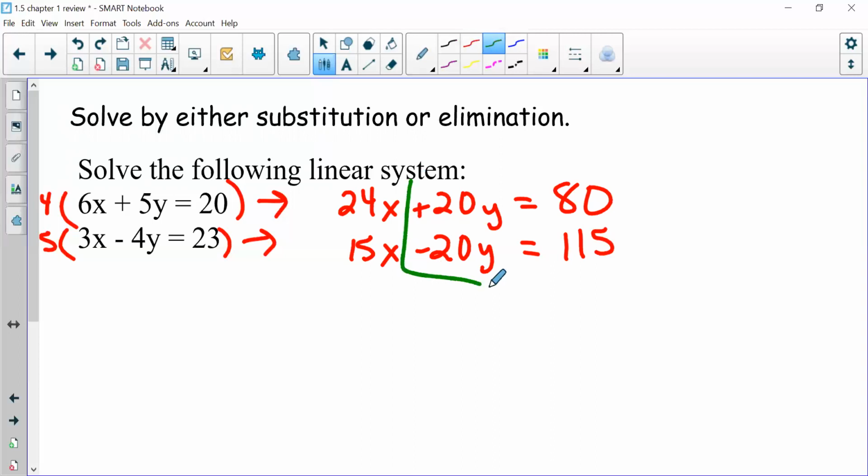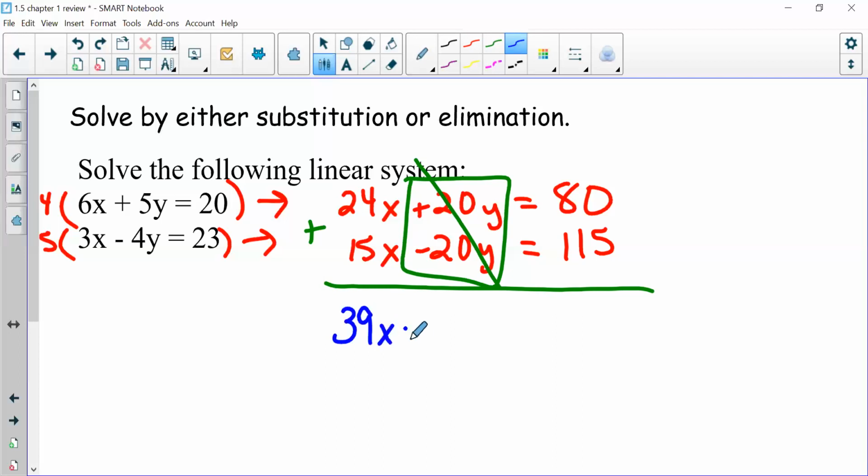So you could have made the x's the same. We chose to pick the y's. Right, easy. Go ahead, Matthew. Okay, so then you're going to take away 20 and just take that out. They have opposite signs, so I can add. The y's go out. Then you add 24 plus 15, 39. Then you add 80 plus 115, which would be 195.